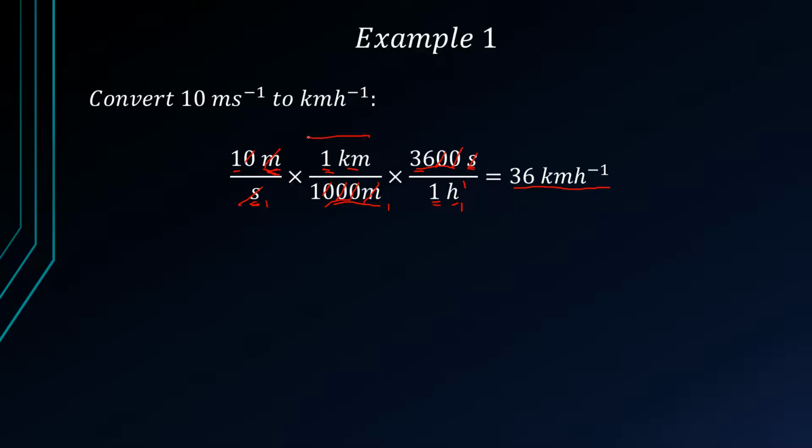Notice here that this is a convenient value of 1 for us because it converts the units that we have, which is meters, to the units that we desire, which is kilometers, and we put in the values here as stated. 1 kilometer is 1,000 meters. Similarly for the seconds and the hours.